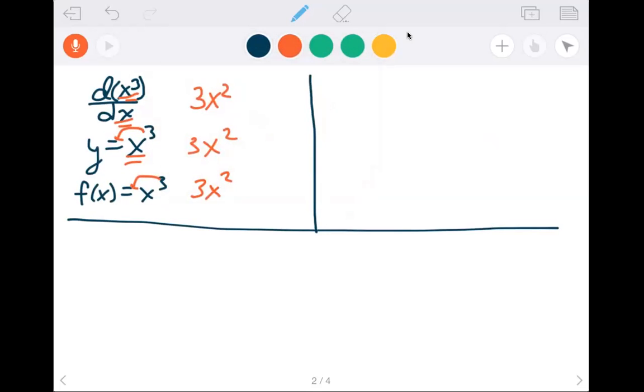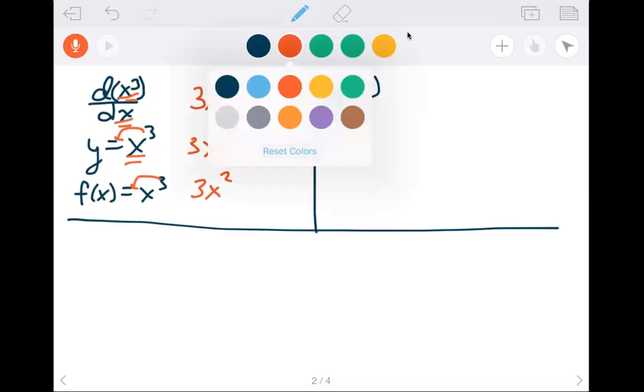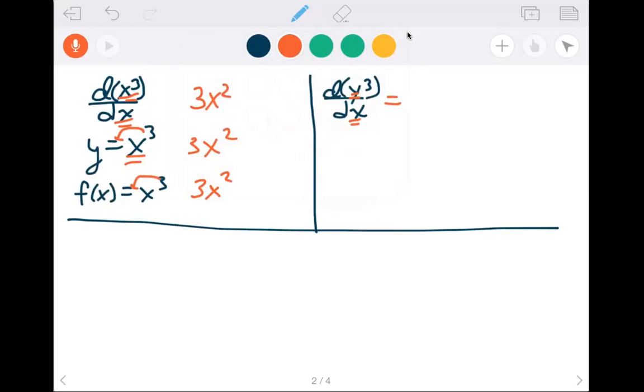But what if it was the derivative of y cubed with respect to x? There's not a variable match there. And so when I take the derivative, I get 3y squared times the derivative of the guts, which is dy/dx, and that is not 1. So you really have to watch the variables.